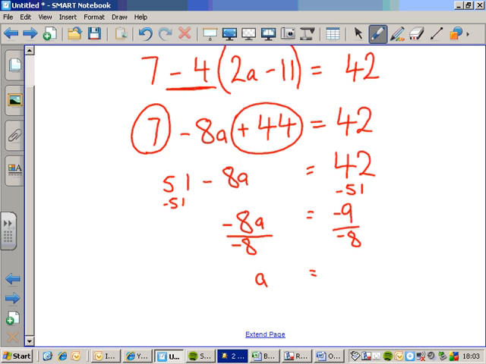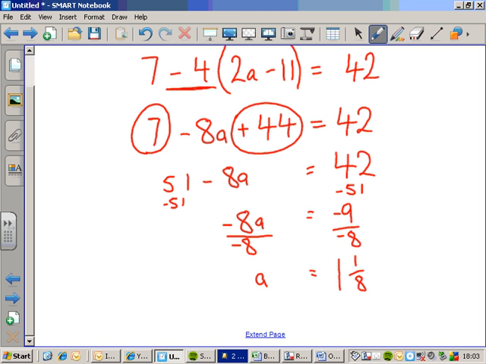Well, a minus divided by a minus is a plus, so our answer is going to be positive. And how many 8s go into 9? 1, remainder 1, right? And so it's 1 and 1/8. So a is going to be equal to 1 and 1/8. A little bit more complicated there because we have a negative value for a, but not unmanageable.